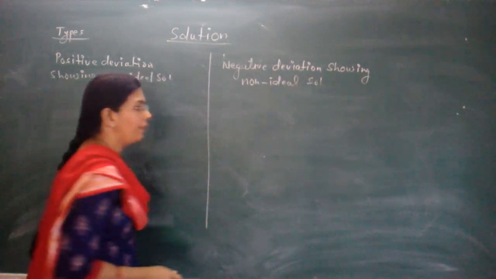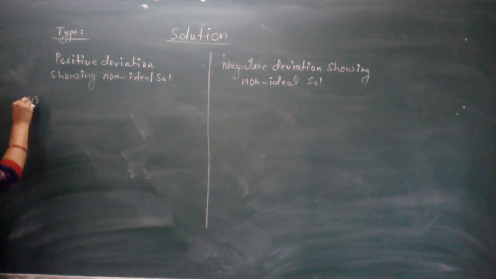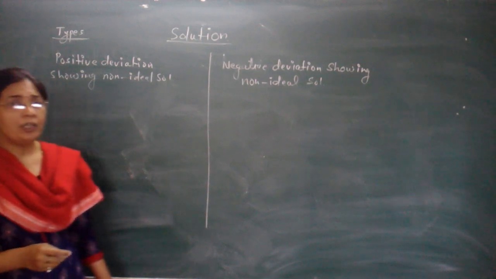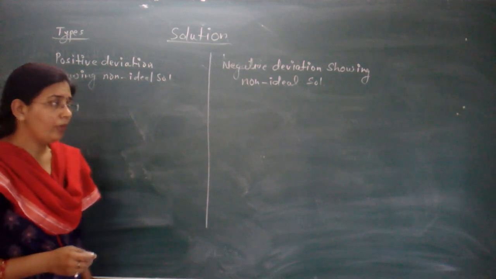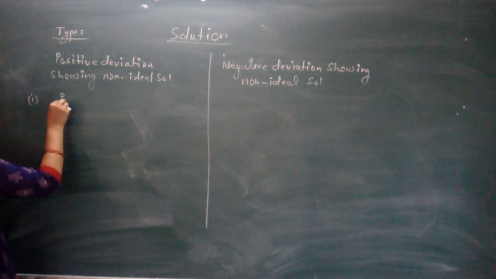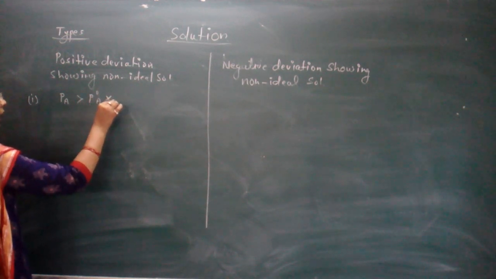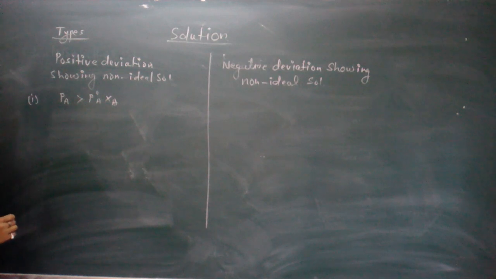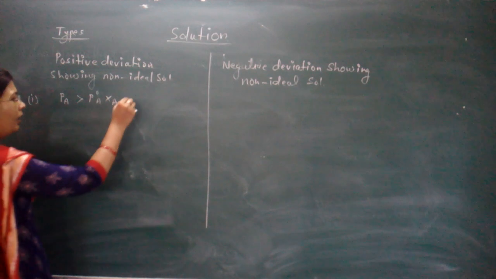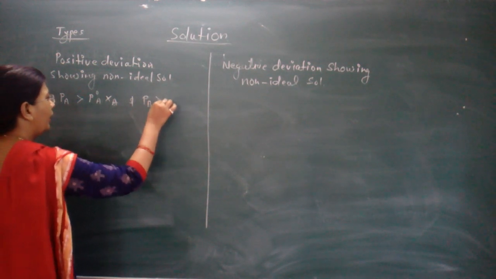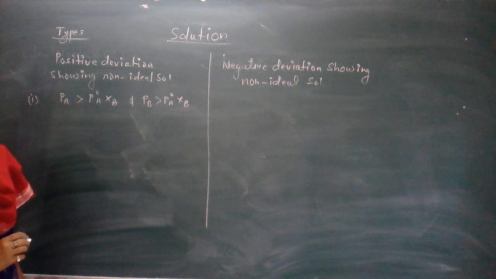Non-ideal solution, right? What is positive deviation showing non-ideal solution? The solution in which the vapor pressure of solvent is more compared to expected Raoult's law, right? The vapor pressure of solvent, that is PA, is greater than P naught A XA, and PB is greater than P naught B XB. This is the positive deviation non-ideal solution.